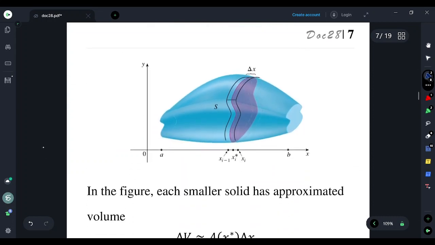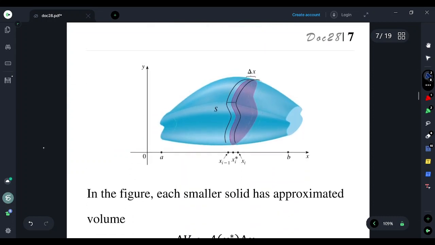Okay, so the reasoning behind this formula is as follows. We do like before. That means we're going to divide [a, b] into subintervals equally, right?